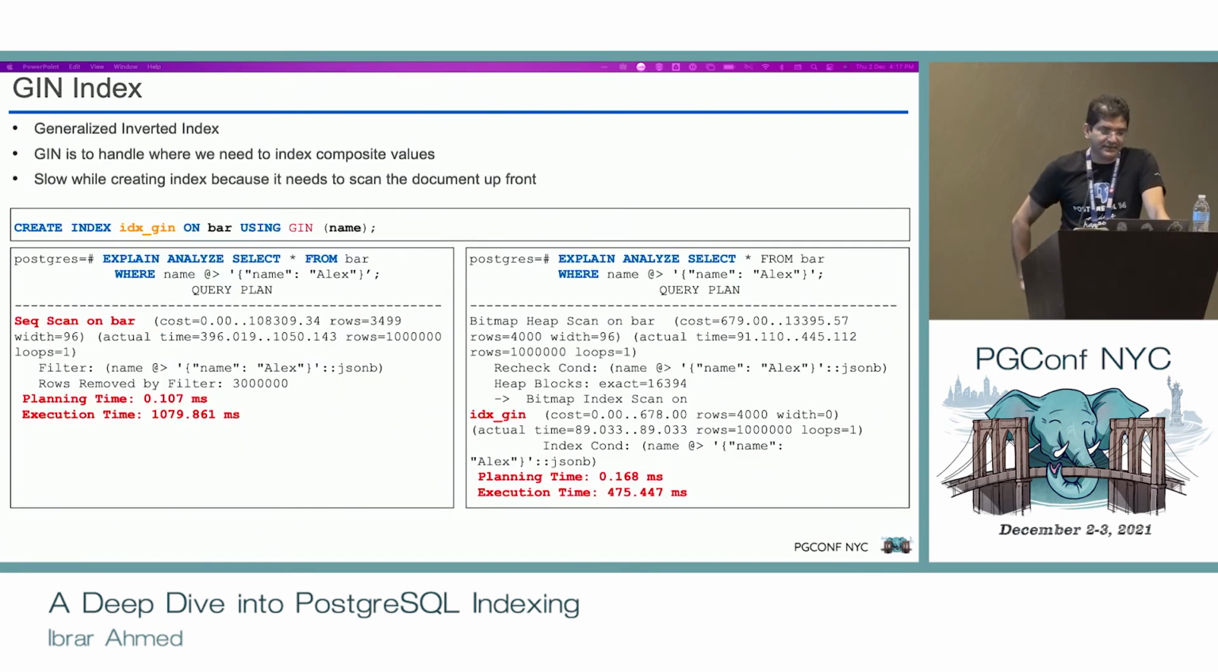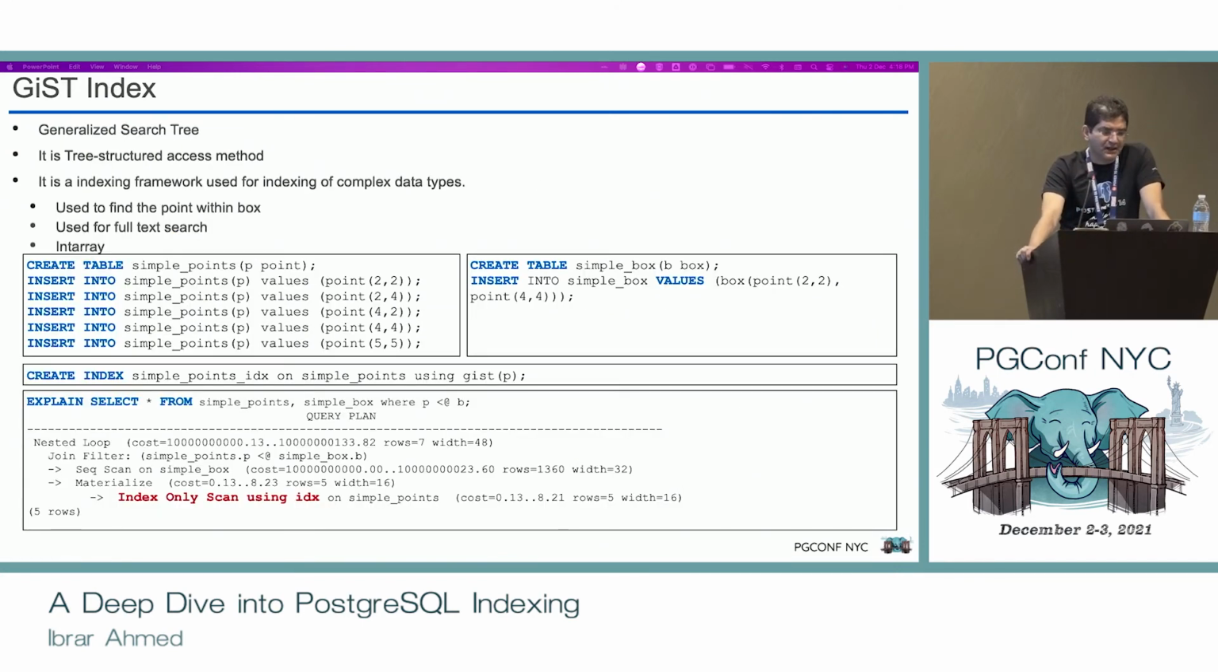Generalized inverted index. You can see that I have created an index on the name, and you can see the timing difference here. I'm just searching for the name Alex. I'm searching within that JSON document. So within the JSON document, I search that, and you can see the timing.